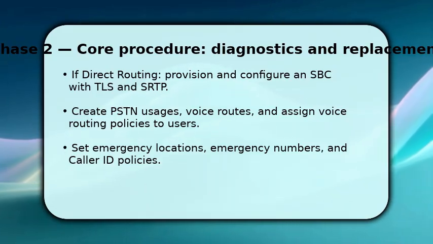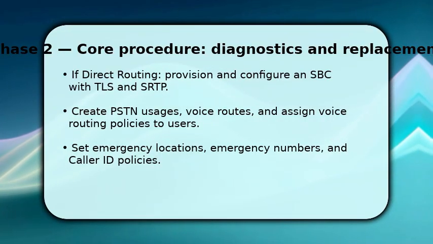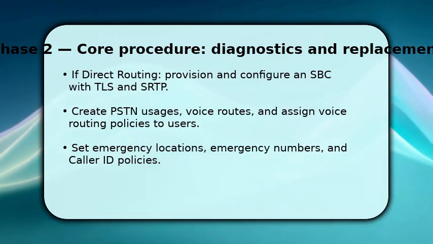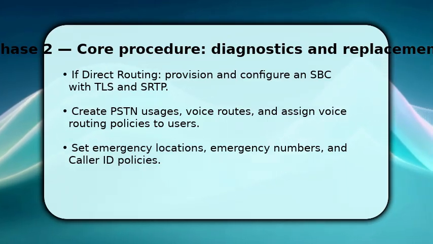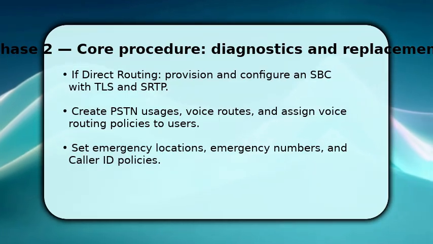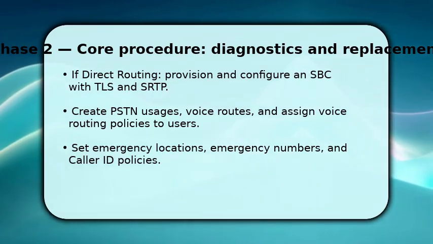If using direct routing, provision your SBC, ensure TLS certificates, SRTP media security, and network rules are set. Register the SBC to your team's tenant. Next, in the Teams Admin Center, create PSTN usages and matching voice routes that map called numbers to trunks. Then assign voice routing policies to user accounts.